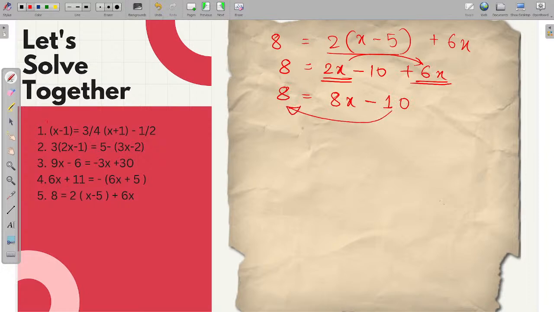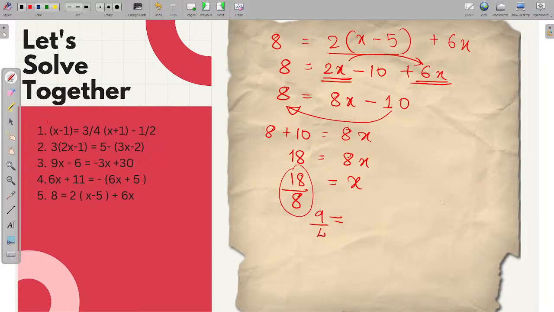Now I'll change the side of this 10, so it will be 8 + 10 = 8x. So 8x = 18, and x = 18 by 8. Right, now if you want we can simplify it further, but yeah, this is our answer. If we simplify it, we'll get 9 by 4 as the value of x. Hope you got it, how to solve simple linear equations.